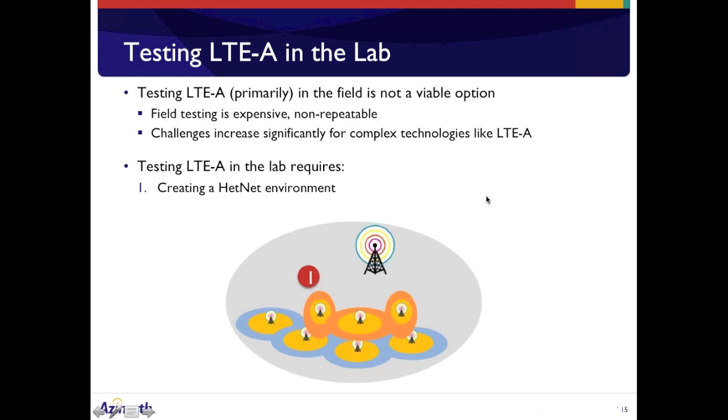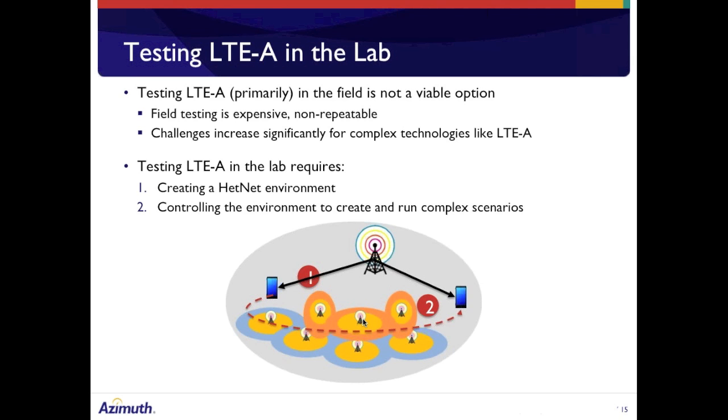For you to test HetNet in the lab, there are two things that need to happen. The first thing is you need to create the HetNet environment. The environment I'm showing you here is no different from what Charles covered. As Charles said, when we went from LTE to LTE Advanced, the network architecture changed. You no longer have these beautifully laid out hexagonal cells. You have a very cluttered network, if you will. What you see here is my serving cell and a couple of other cells that I'm going to jump to at some point, but then I also have these interferer cells. So essentially, the first step is to create a HetNet environment.